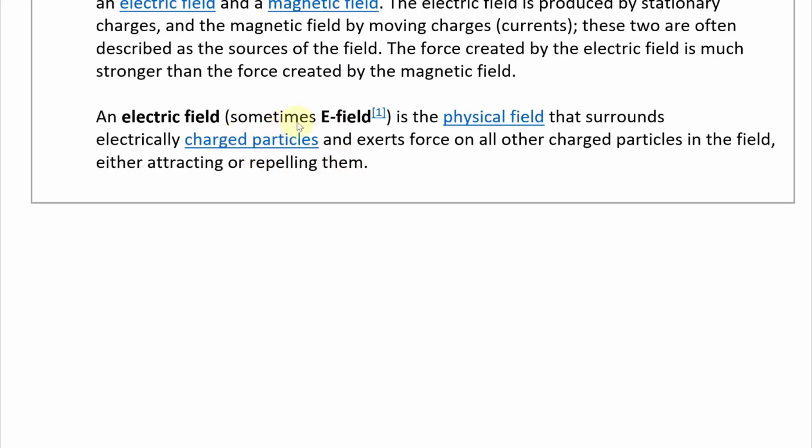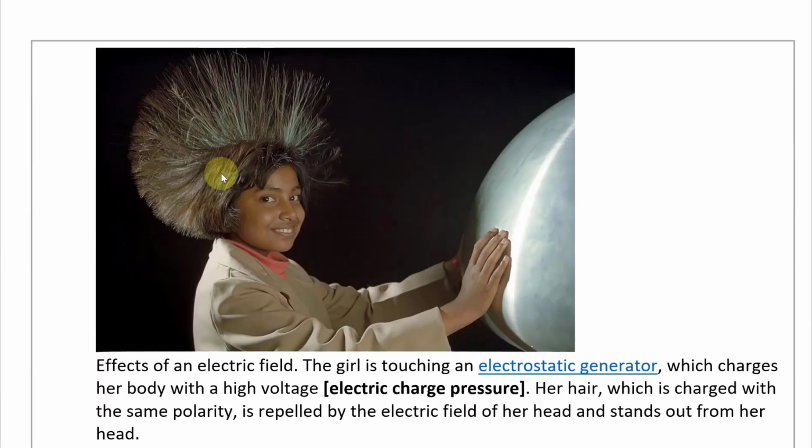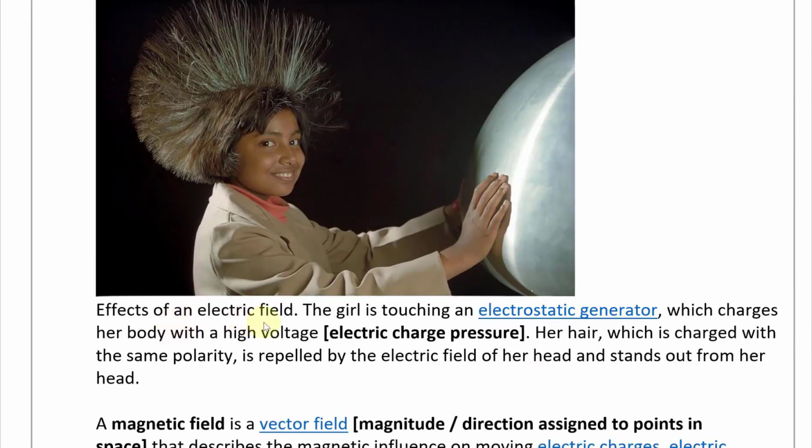So an electric field, sometimes called E field or EF, is the physical field that surrounds electrically charged particles and exerts force on all other particles in the field, either attracting or repelling them. So here is an example. Here's the effects of an electric field.